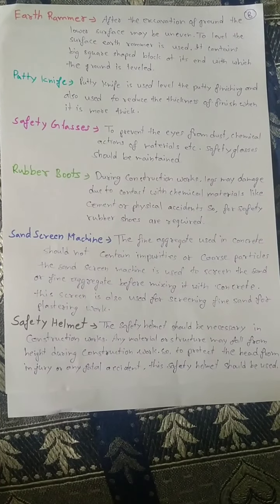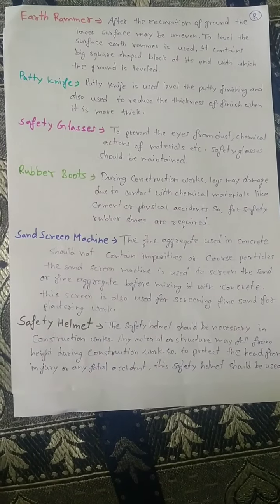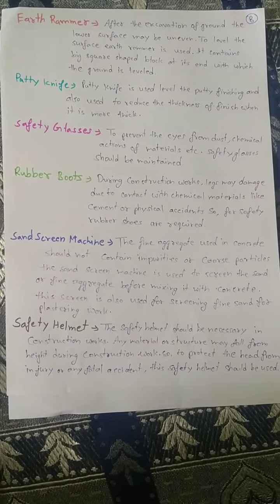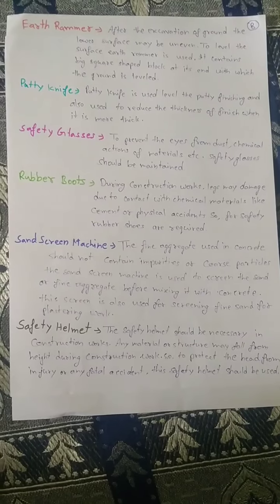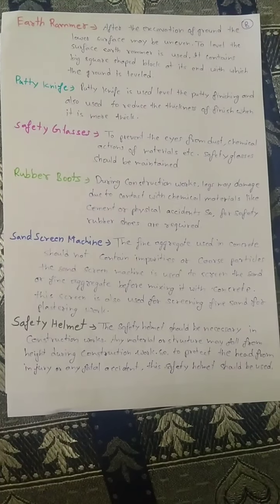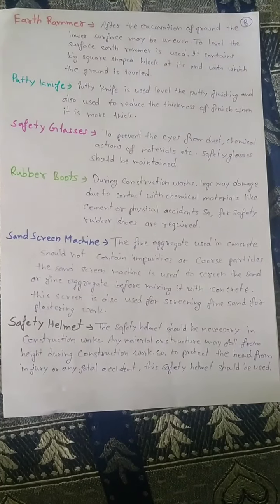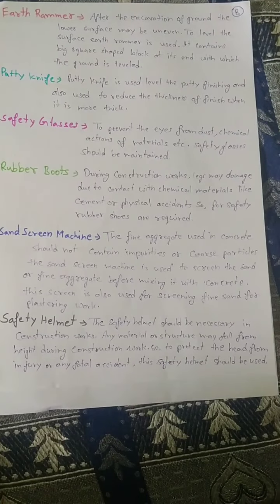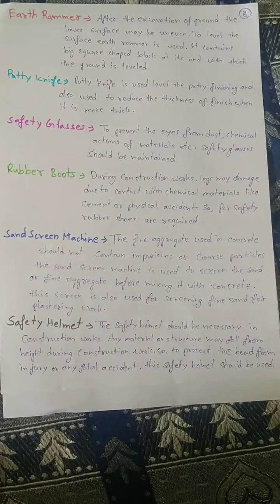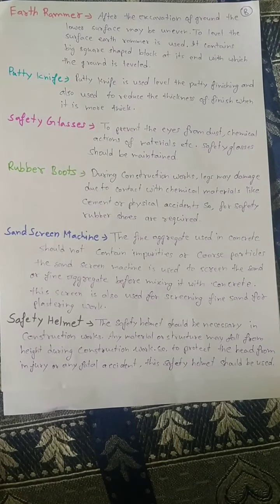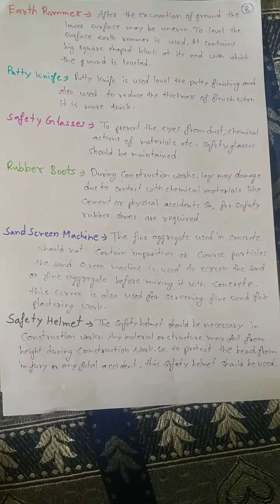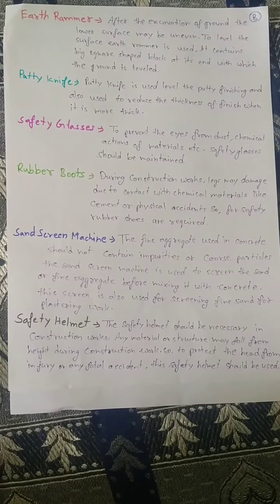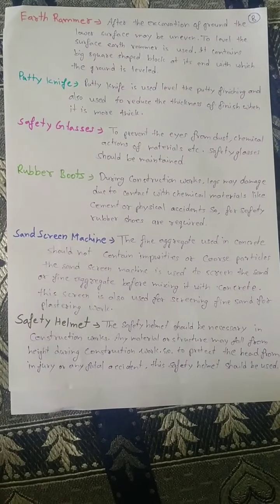Safety glasses. To prevent the eyes from dust, chemical, actions of material, etc., safety glasses should be maintained. Rubber boots. During construction works, legs may be damaged due to contact with chemical materials like cement or physical accidents. So, for safety, rubber shoes are required.